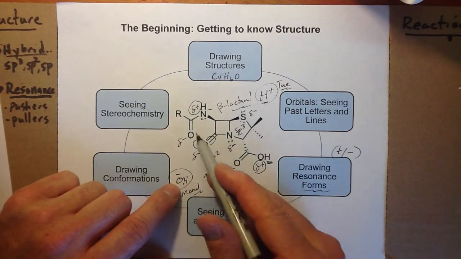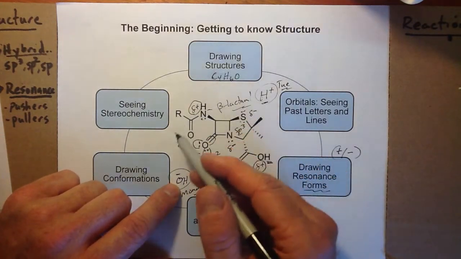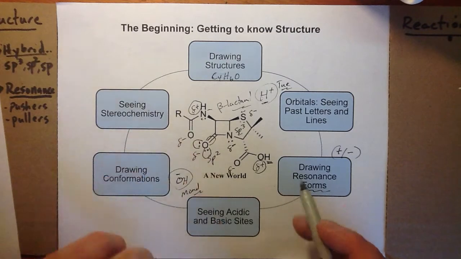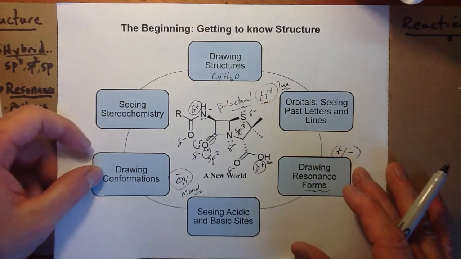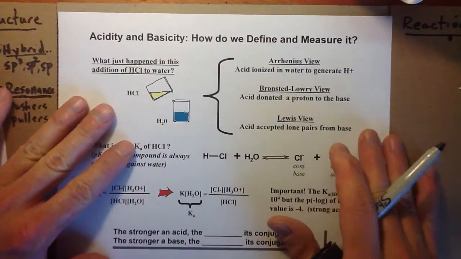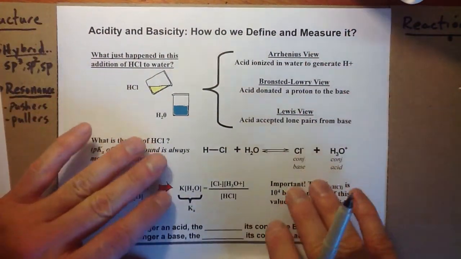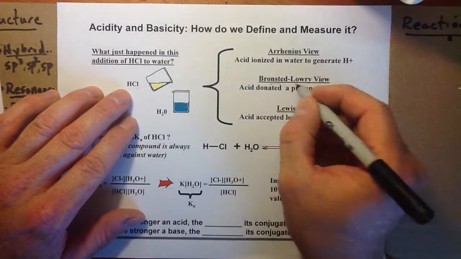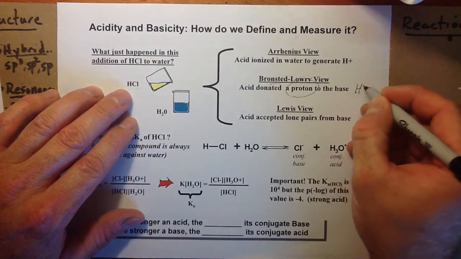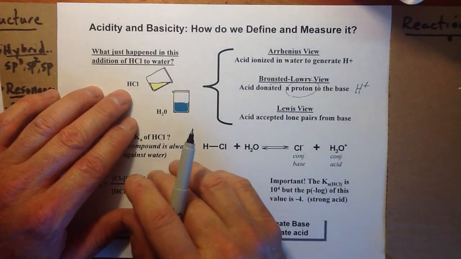If I had a base coming in and I'm trying to find the most acidic proton, where would I find that in penicillin? How do we approach that kind of question? Well, let's look at that. To get some things out of the way, what is an acid in general? In the Bronsted-Lowry definition, an acid donates a proton, an H+, to our base.